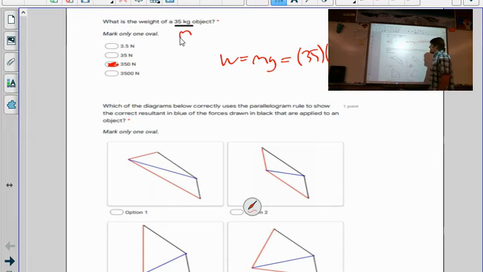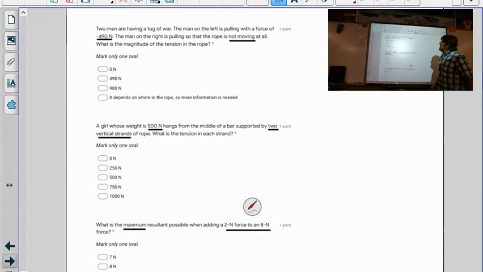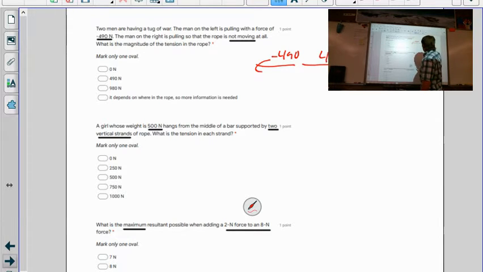Which of the diagrams below shows the correct use of the parallelogram rule? Parallelograms have sides that are parallel to one another, so that would be this one right here. In this one, the two men are pulling. The key is that they are not moving. The one man is pulling this way with negative 490 newtons of force. That means the other man must be pulling that way with 490 newtons of force.